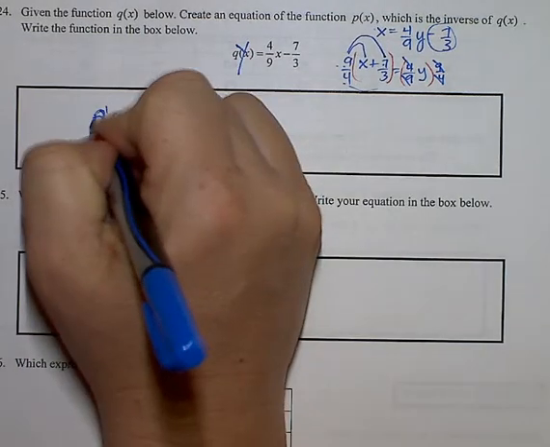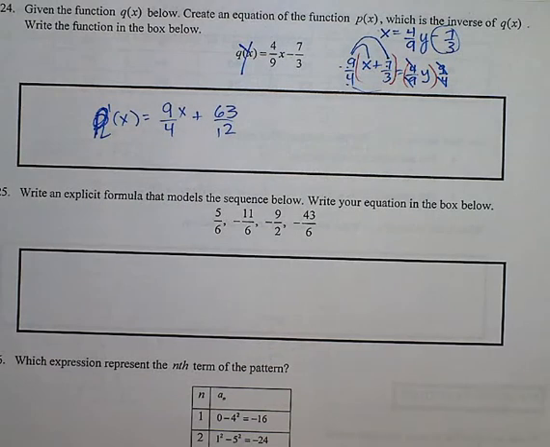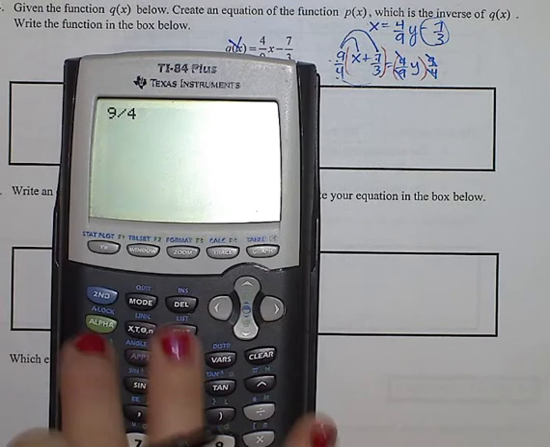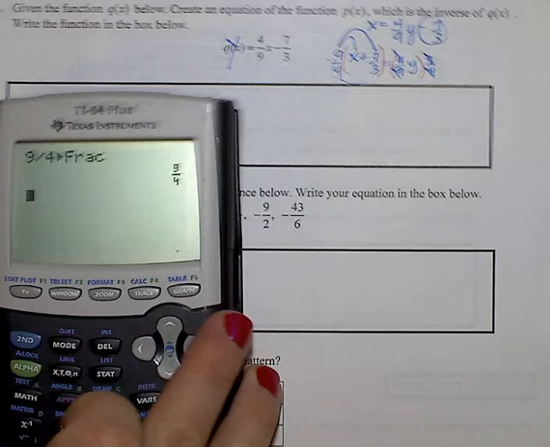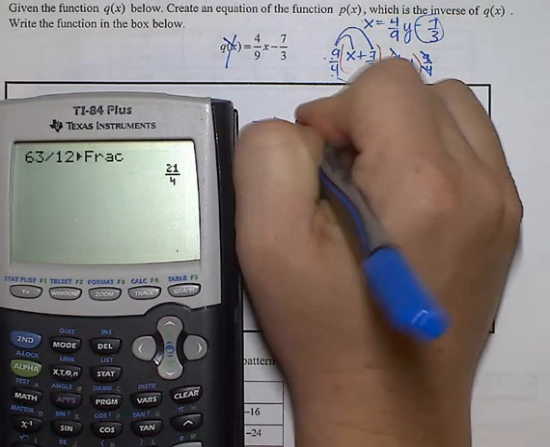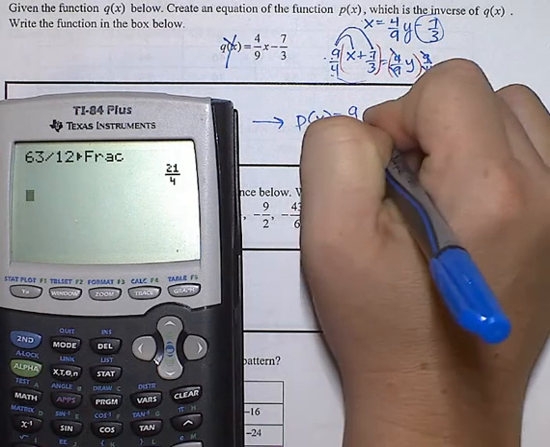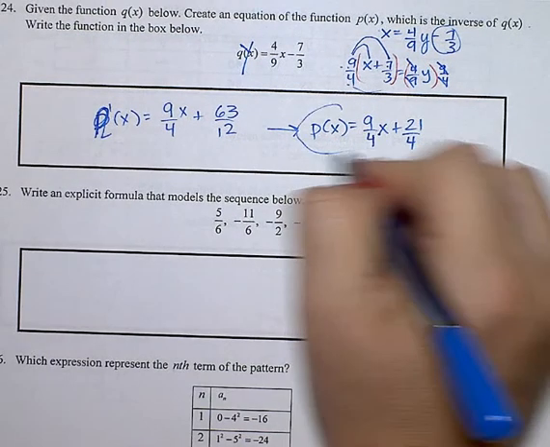Now we need to reduce. If you don't know this and you're not good with fractions, take 9 divided by 4, hit math, fraction, enter, enter. It does not reduce, I'm good to go. Now let's take 63 divided by 12, math, fraction, enter, enter. We do need to reduce it, so here's my final answer. P of x equals 9/4 x plus 21 over 4. This is your final answer.